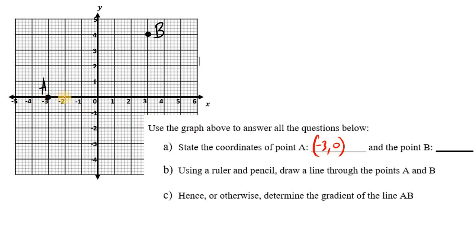How do we know that? If we go across the y-axis, it hits it at the origin, so that's the y value being 0. So we could state it this way as well, that x is equal to -3 while y is 0.